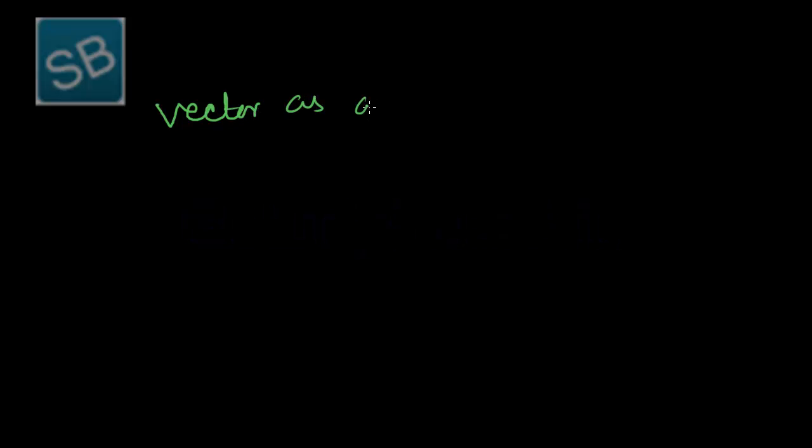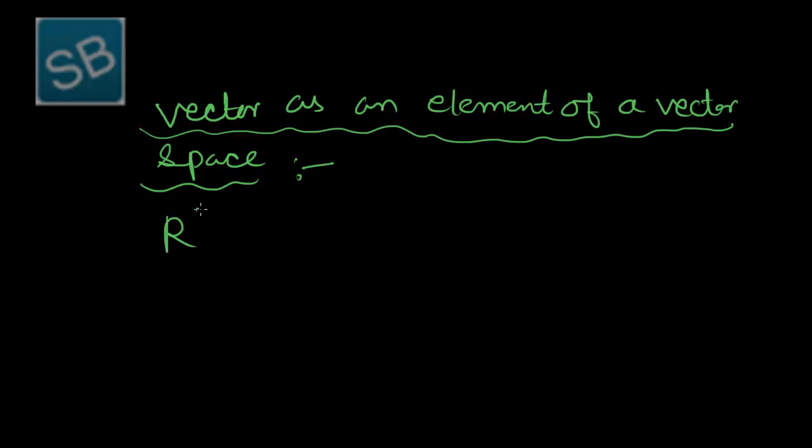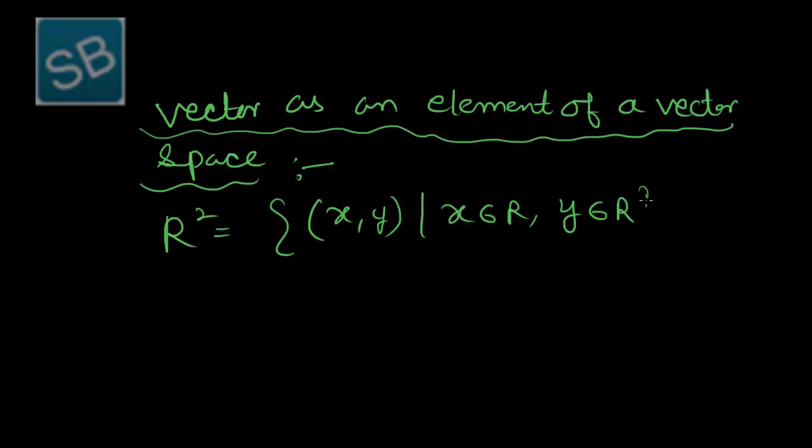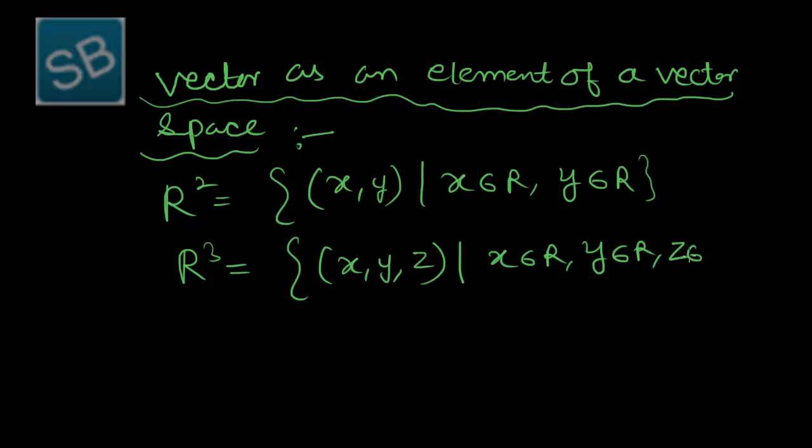Now the next topic is vector as an element of a vector space. As we know that R square is equal to (x, y) for x belongs to R and y belongs to R. That is the ordered form in two-dimensional geometry. And in R cube it can be written as (x, y, z) for x belongs to R, y belongs to R and z belongs to R. So this is the representation of a point in three-dimensional space.